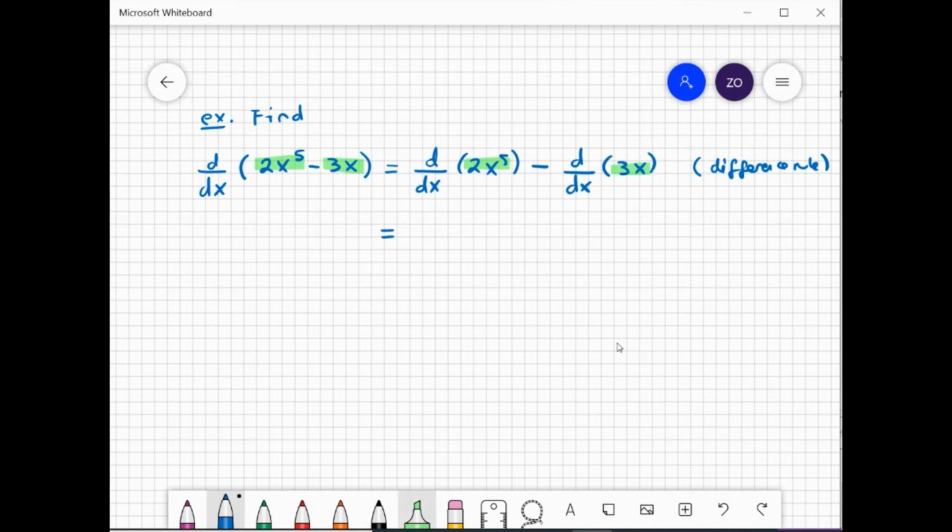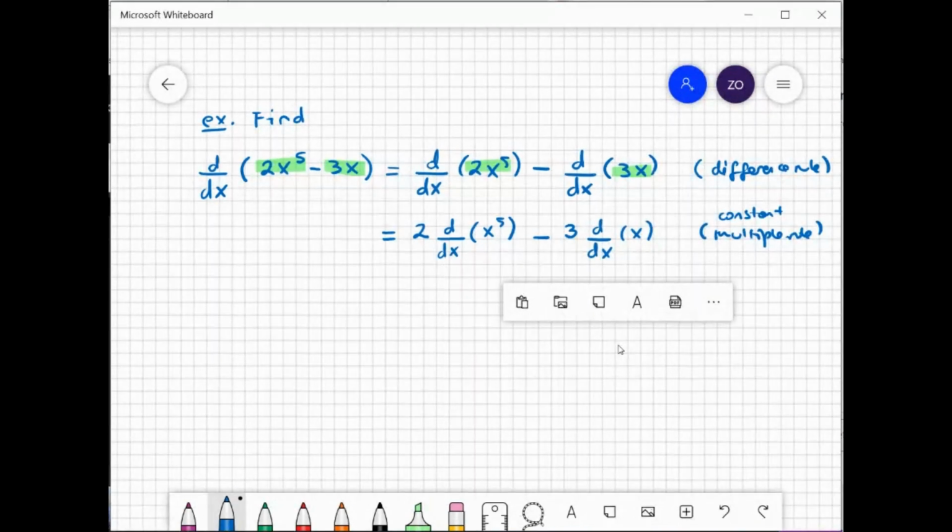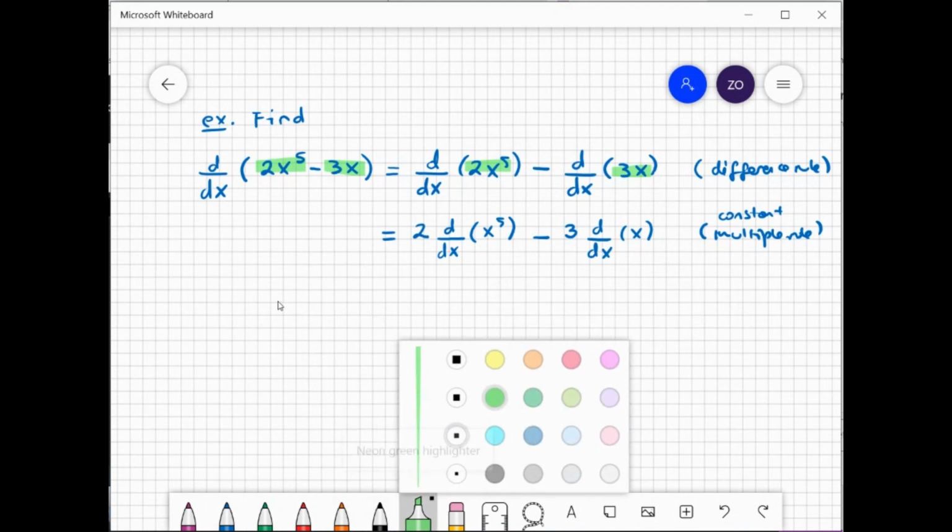And there is some constant in front, so we can take it out as 2, and we can just find the derivative of x to the 5th. And similarly, we can take this 3 out and find the derivative of the function x. Well, once you learn these rules, you won't go through many steps. Like in one step, you will be able to find the result. So I'm just writing openly for now.